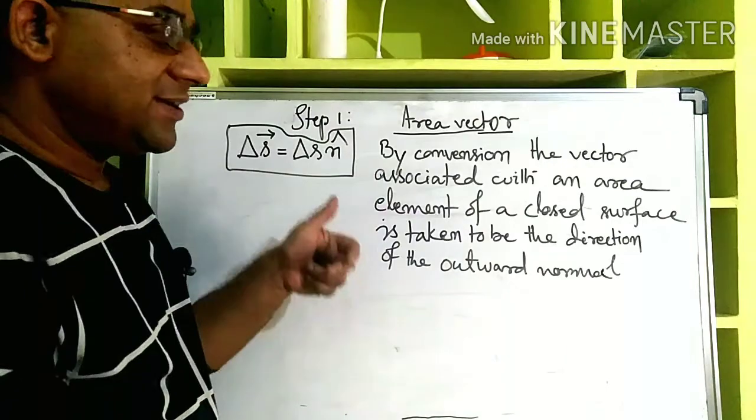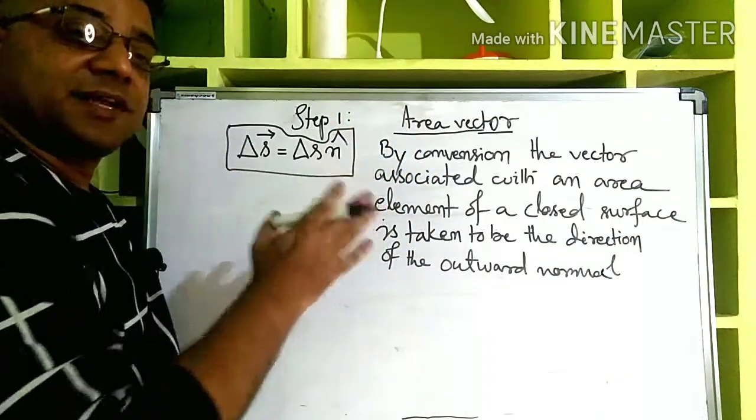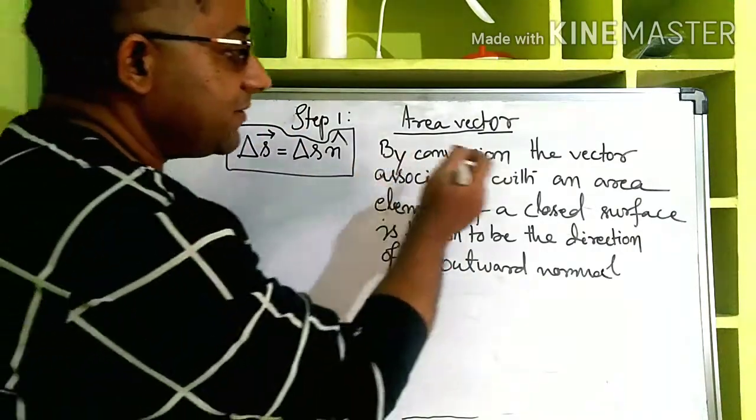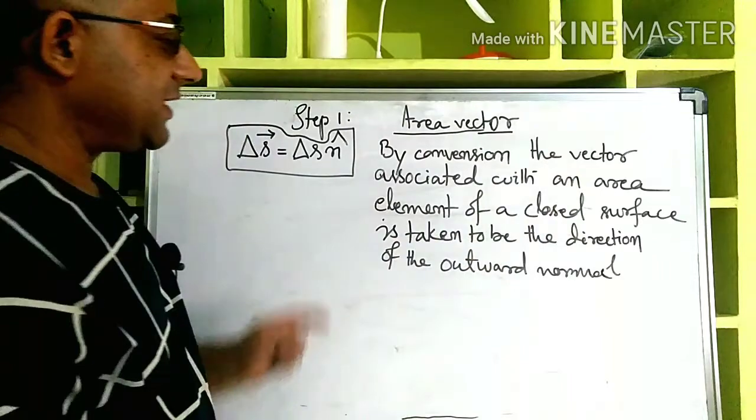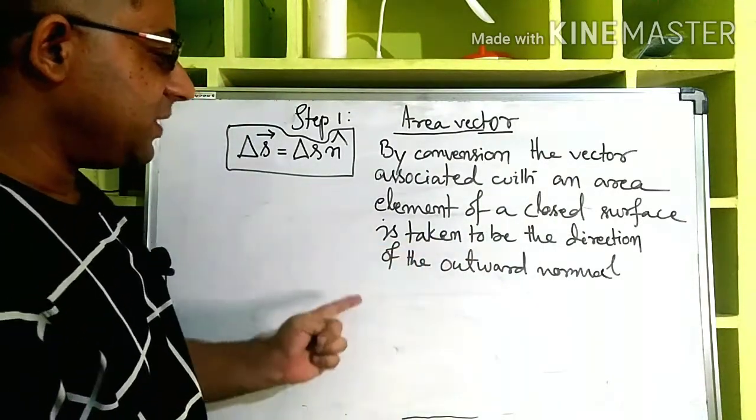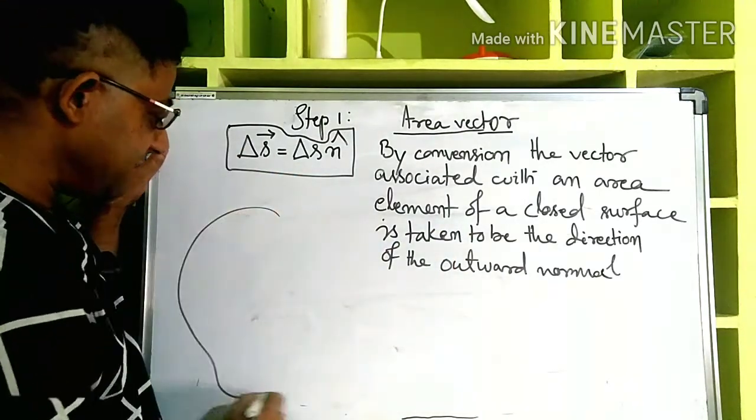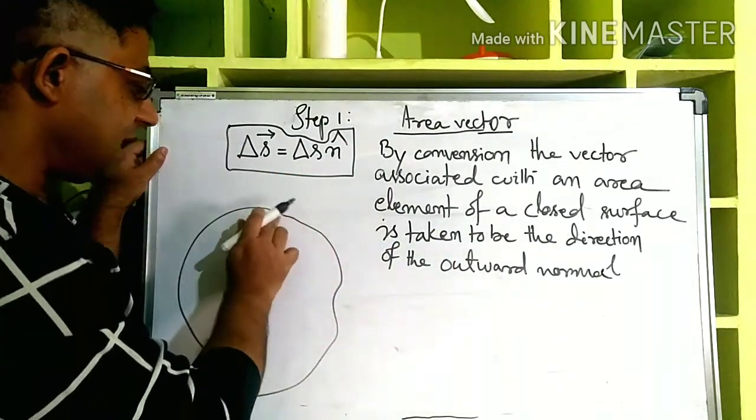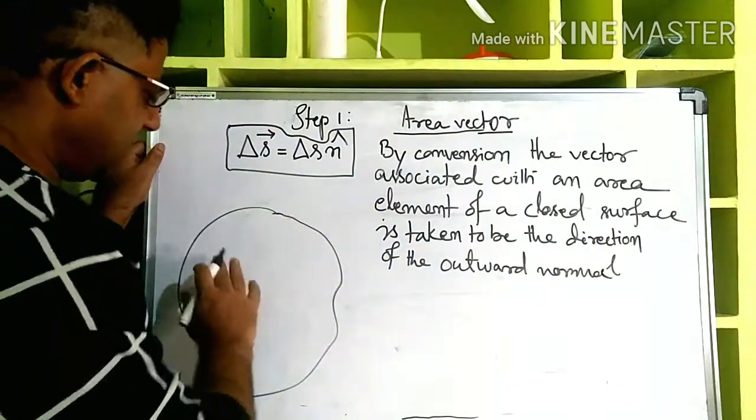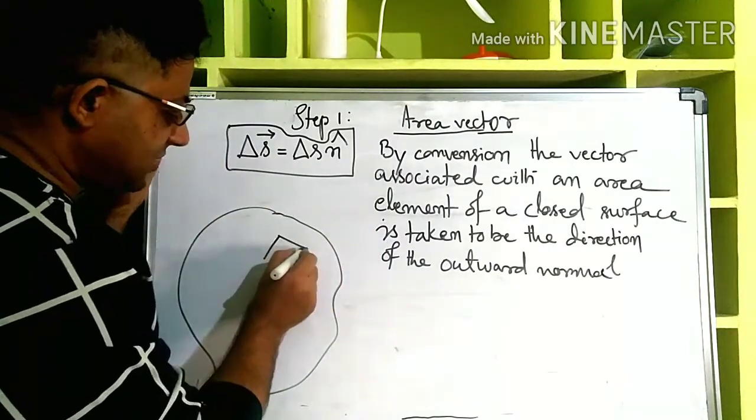We define area as a vector, and by convention, if area is a vector, it must have some direction. What is the direction of the area? By convention, the vector associated with an area element of a closed surface is taken to be the direction of the outward normal. What is meant by that statement is, let us say this is a closed surface, and you imagine this in 3D. It has some surface area altogether. Let us say this is a small surface.